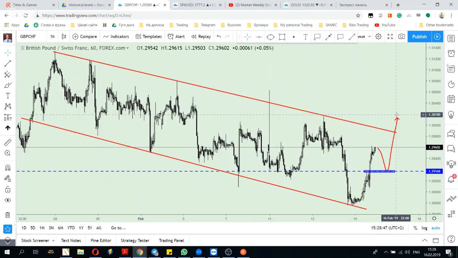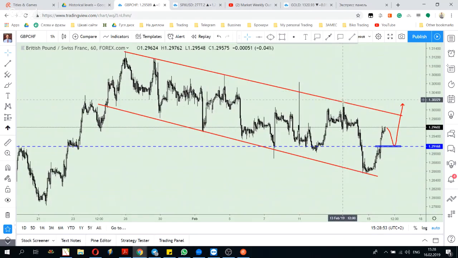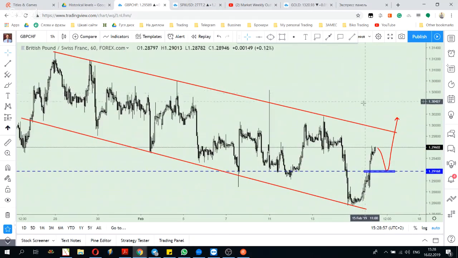About average risk in pips, my average is 15-20 pips. The most important thing is what you have in percent on your deposit.